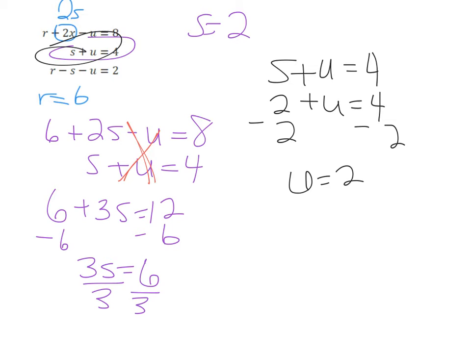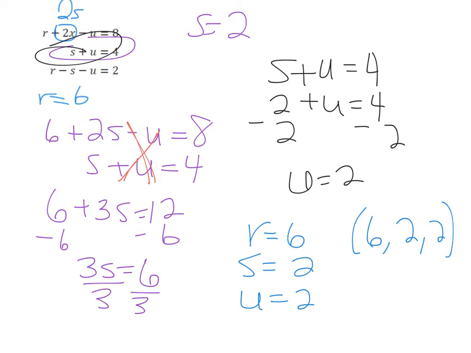So finally, let me rewrite our solutions here. We have that r we said is equal to 6, s we said is equal to 2, and u is equal to 2. So if we write this as a system of equation, we can rewrite this as 6, comma 2, comma 2. So now let's take a look at the next question here, question number 5.